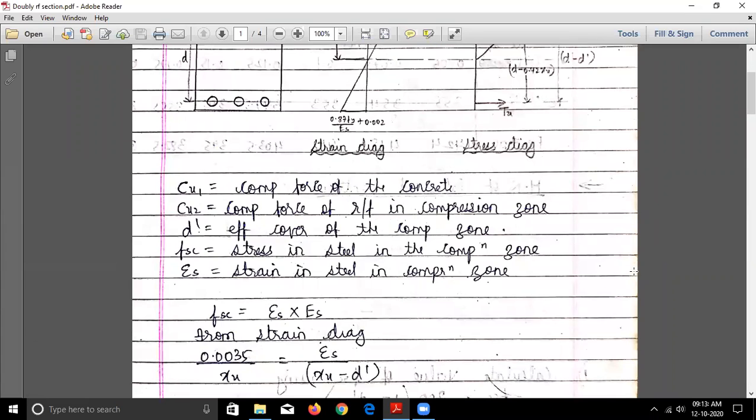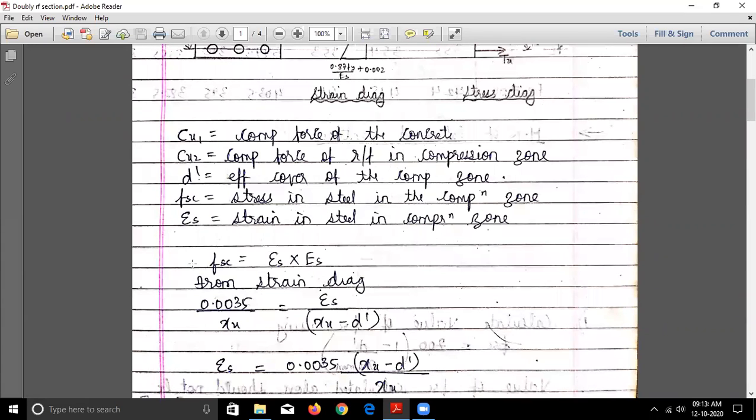Now let us see how to find out this fsc. We know that stress is nothing but strain into modulus of elasticity. Now from the strain diagram, is anyone talking? Please mute yourself, others.